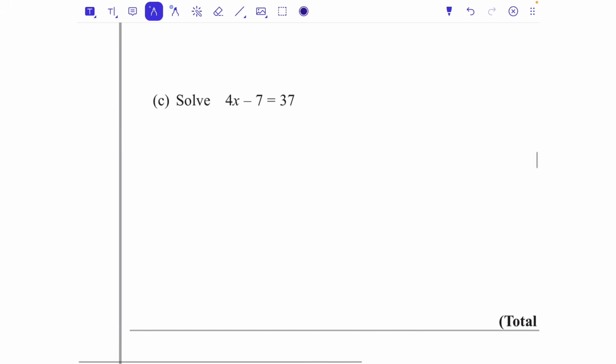Now I always say to my students, put a dotted line where the equals is, and what you do to one side, you're going to do to the other. The aim of the game with solving is to get the x on its own, or whatever the letter is on its own, and work out what it is.